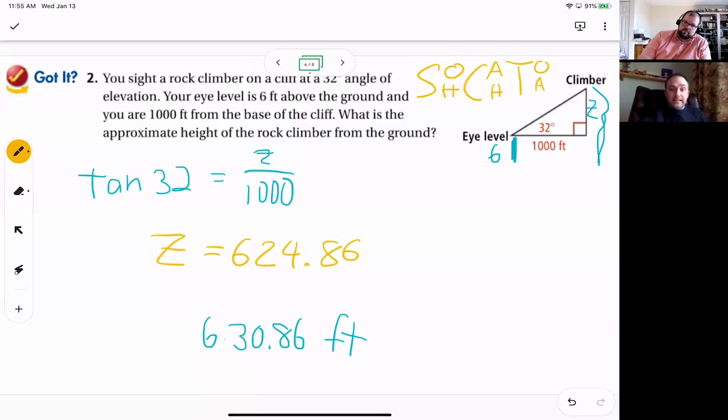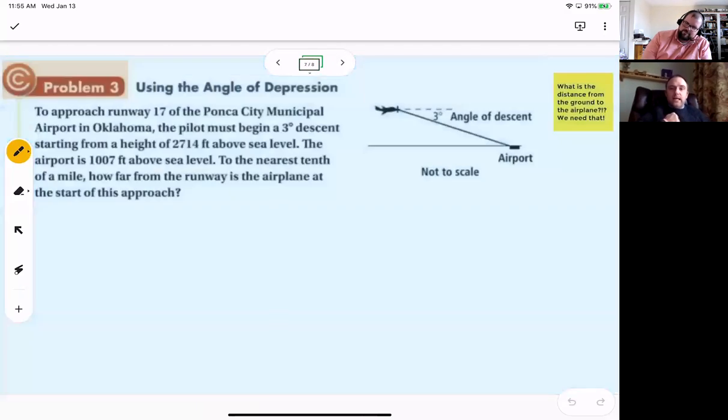Which if that were me, I would be a little terrified because I'm scared of heights. Yeah, it's pretty high up. Unless I was tethered in, I'm okay.